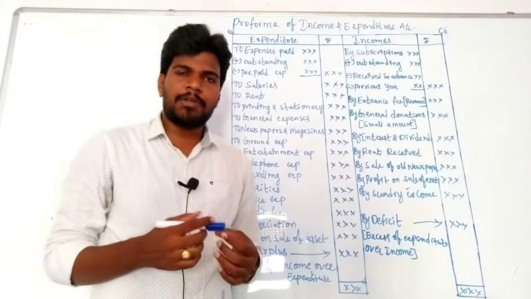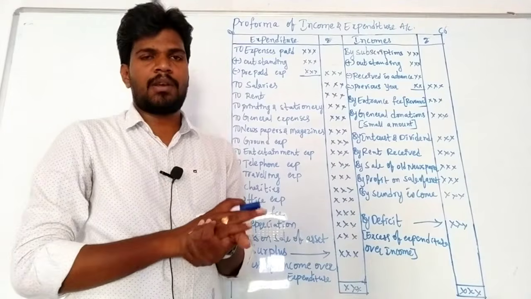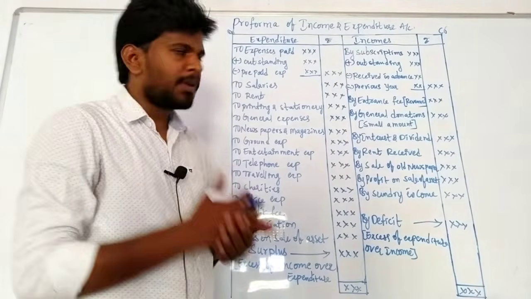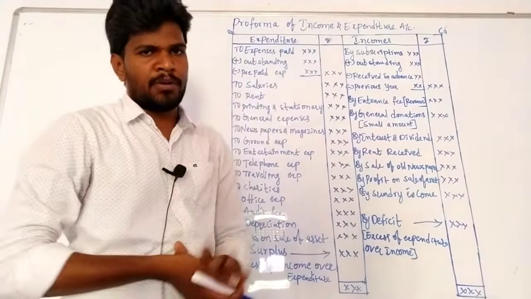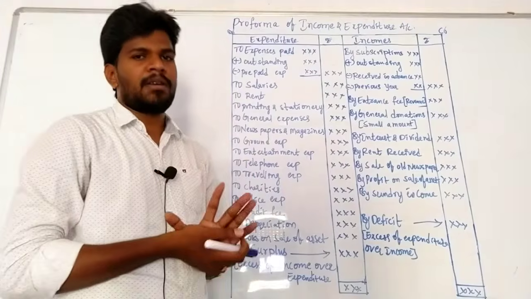In the previous video, I explained preparation of receipts and payments account. After preparing receipts and payments account, we have to prepare income and expenditure account. Income and expenditure account is nothing but a profit and loss account.